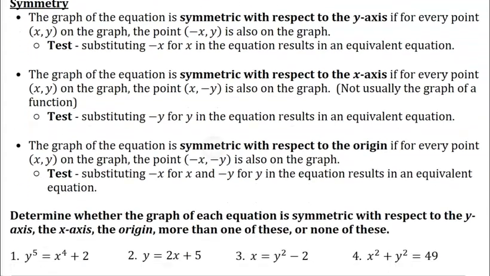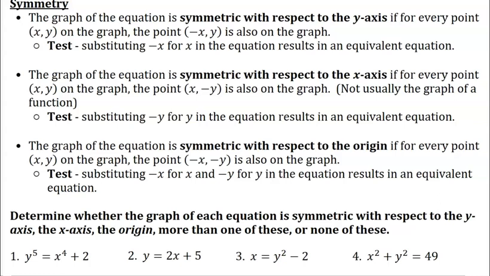All right, so the graph of an equation is symmetric with respect to the y-axis if for every point (x, y), the point (-x, y) is also on the graph. Okay, in other words, if you have a point to the left of the y-axis, there is a point with the same y value to the right. So if I have a point over here at (-2, 5), then that means there's also a point at (2, 5).